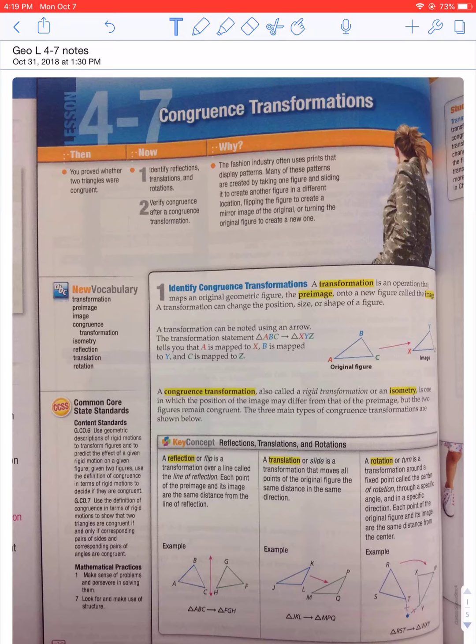Okay, today we've got congruence transformations in store for us. Lesson 4.7. So here's some of the things we're going to be doing. We're going to be looking at reflections, translations, rotations. And those are all under the umbrella of transformations. It means we're moving an object around, okay? We're not changing it. It is still the same object.